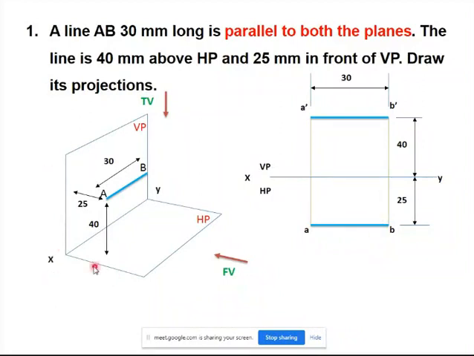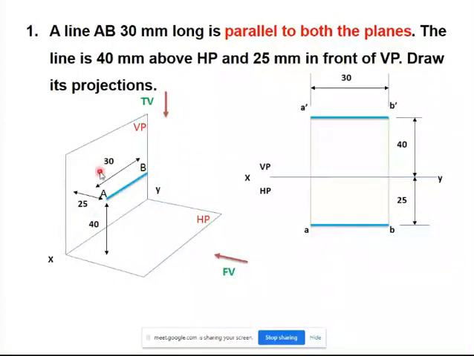So this one is our first quadrant. So this is HP and this one is VP. So in this condition, the line should be parallel to both the planes. So this is our condition. The line should be parallel to both the planes.